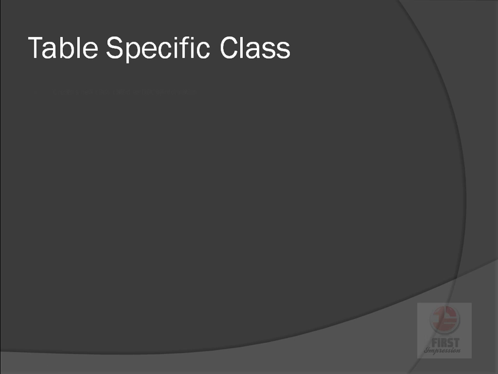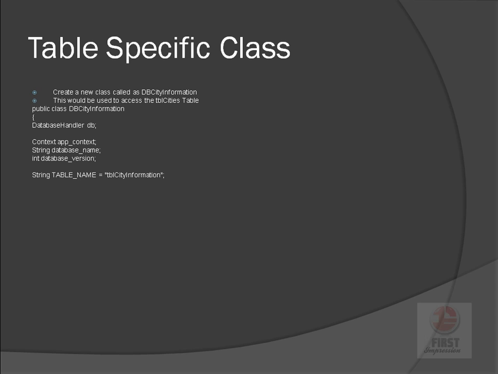Let's move towards table specific classes. Let's create a new class called DB city information, and this class will be used to access the TBL city information table. Public class DB city information, that's very clear. We have the database handler class, which has been defined by us previously, so we'll have the object of the database handler. Then we have the context, the database name and the version. We'll define the constants over here: the table name, the column for ID, the column for name, the column for code and the column for specialty.